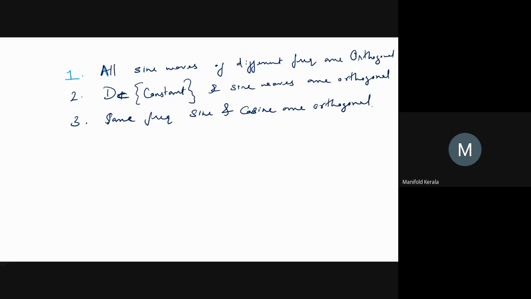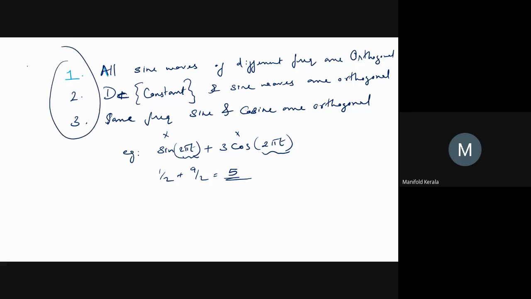So there are 3 points now. Same frequency, sine and cosine. Example: let us say sine 2 pi t plus 3 cos 2 pi t. They are actually orthogonal because same frequency, but one is sine and another is cos. So the power will be 1 by 2 plus 9 by 2. So answer is 5. That will be the power. Correct? So these 3 points you must keep in mind: all sine waves of different frequency are orthogonal, DC and sine waves are orthogonal, same frequency sine and cosine are orthogonal. Are the 3 points clear to you?